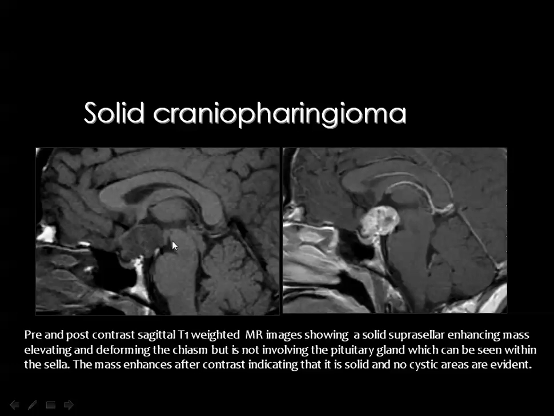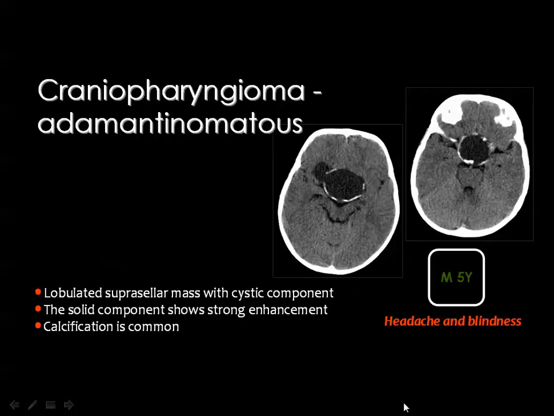Then solid craniopharyngioma, which is the less common type, is seen as a mass in the suprasellar area. This is pre-contrast and this is post-contrast. The mass is almost homogeneously enhanced, showing some areas of breakdown inside the lesion.